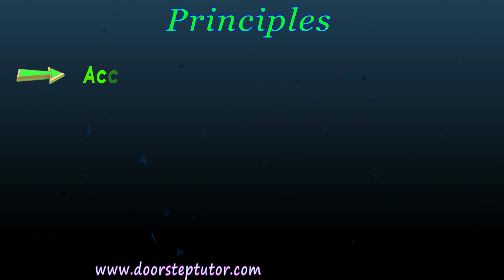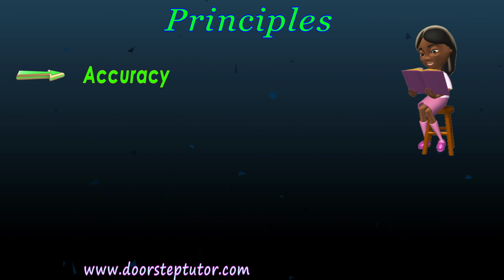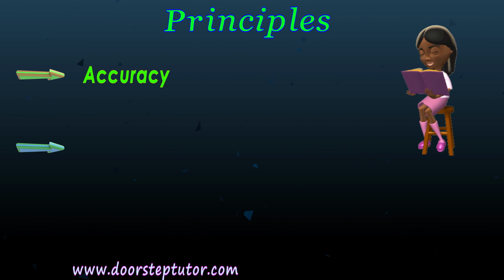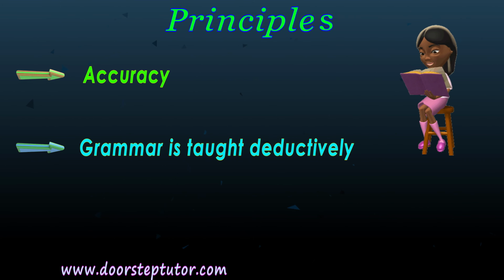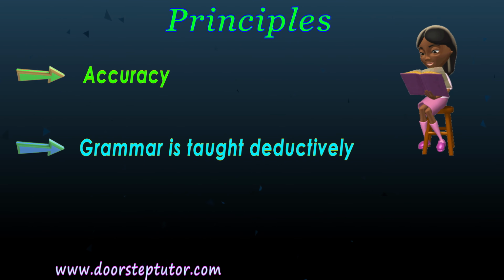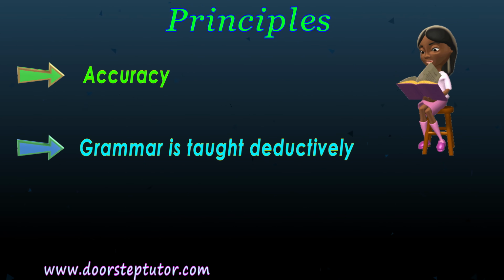And accuracy is much emphasized when you are learning the grammatical rules. Of course, accuracy will be at the top. Grammar is taught deductively, that is, students are given grammar rules and examples and are told to memorize them, and they are asked to apply the rules to other examples.